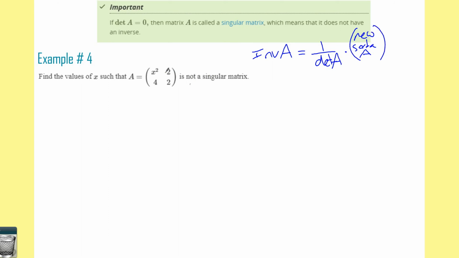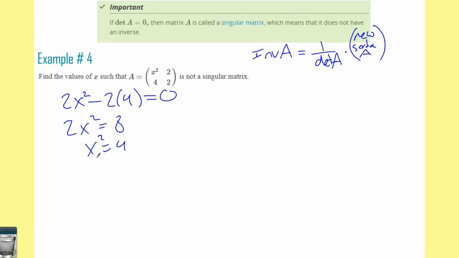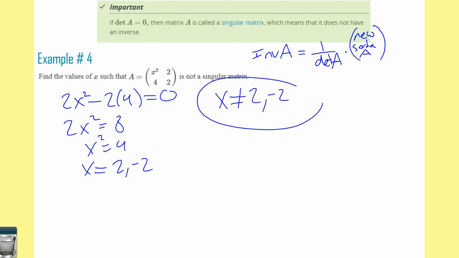All right, so it's not a singular matrix, so let's do the determinant. So 2 times x squared minus 2 times 4. We want it to not be a singular matrix, so I don't want it to equal 0, so let's solve it. And we should get x can't be 2 or -2 because we don't want it to be 0. So x can't be these values, because if it was, it'd be a singular matrix because the determinant would be 0.